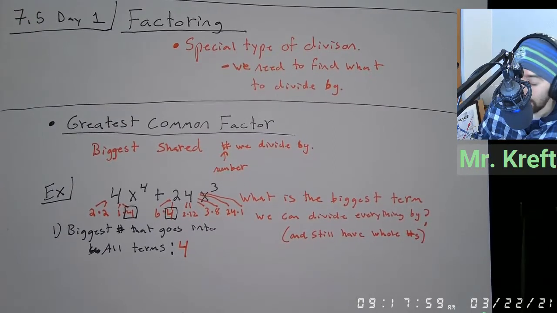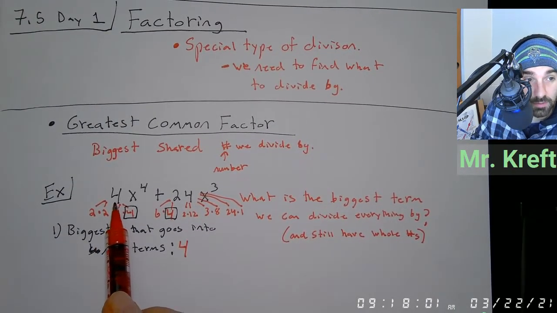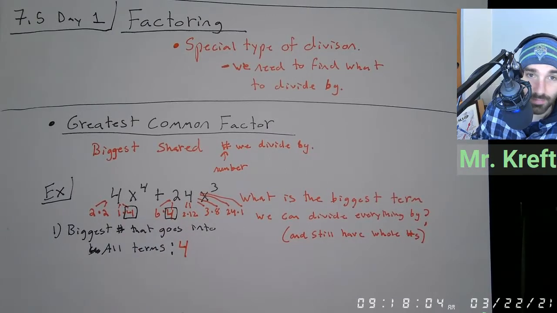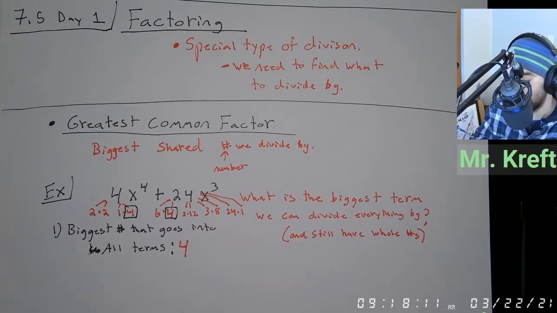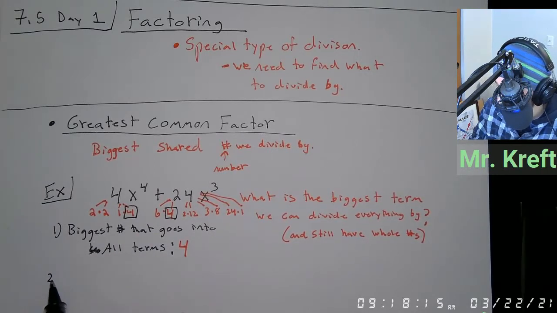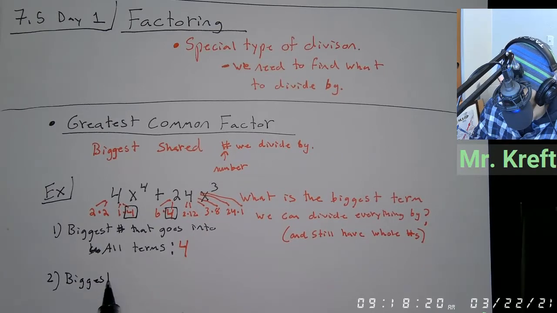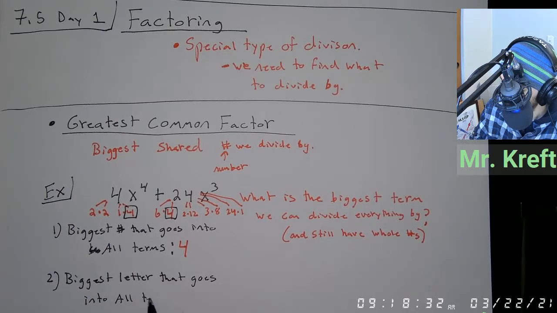That means we can divide both of these by 4 and still get a whole number. And it's the biggest number we can divide by and still get a whole number. I hope this is making sense. I know sometimes when you go too slow, you lose the meaning, okay? And then step 2, what is the biggest letter that goes into all terms?